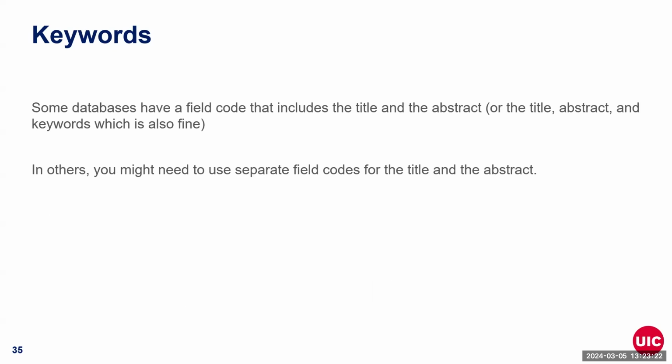Some databases have a field code that includes the title and the abstract, or the title, abstract, and keywords, which again is also fine and commonly done. In others, you might need to use separate field codes for the title and the abstract. They might not have anything that directly pairs the two of those.